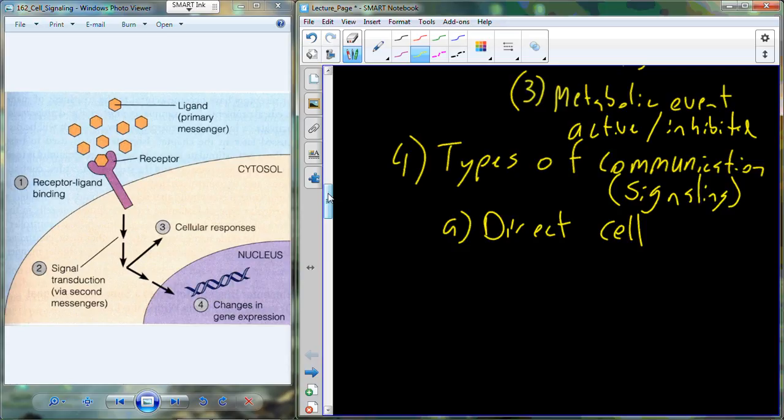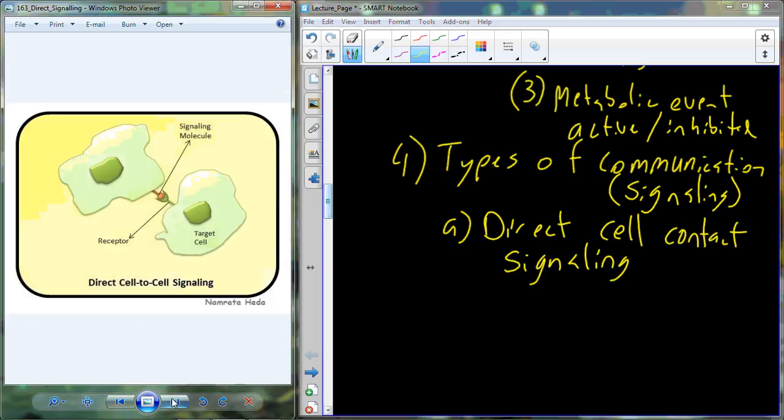The first type is the type called direct cell contact signaling. So you basically have two different cells, one of them that holds the ligand, and the other one that holds that surface receptor, and they make contact. That signaling molecule makes direct contact from the other cell to the cell containing the receptor. You have a source cell and then a target cell in this reaction.